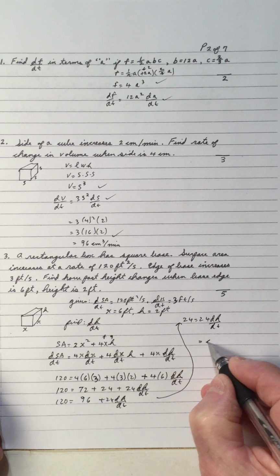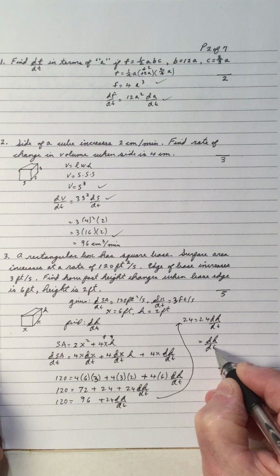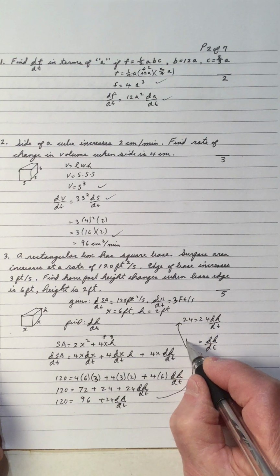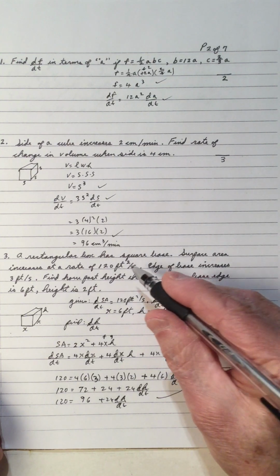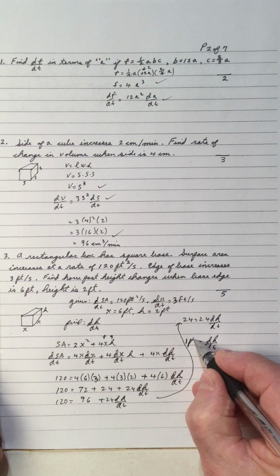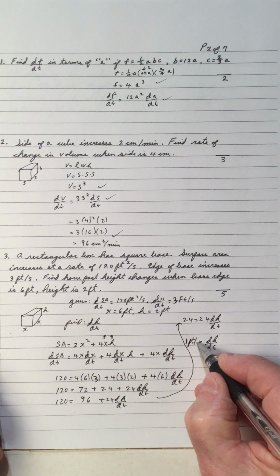And divide by 24, so dh/dt, 24 divided by 24 is 1. That's the height, and the height is in terms of feet, so it's 1 foot, and the time is in seconds.